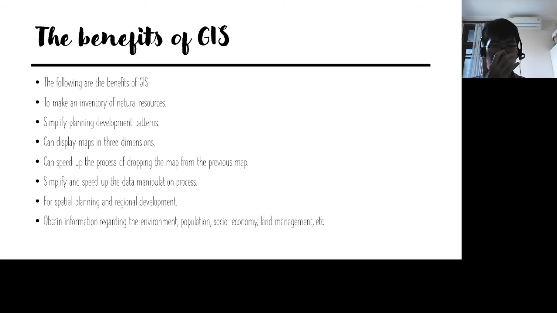The following are the benefits of GIS. It makes an inventory of natural resources, simplifies planning development patterns, can display maps in 3 dimensions, can speed up the process of drawing the map from the previous map, and simplifies and speeds up the data manipulation process for spatial planning and regional development, obtaining information regarding the environment, population, socio-economy, land management, etc.